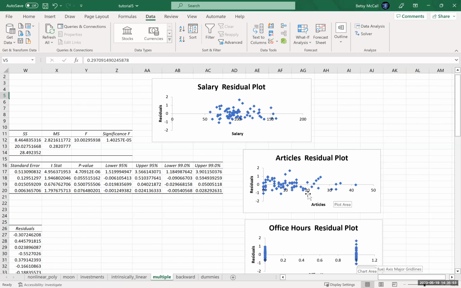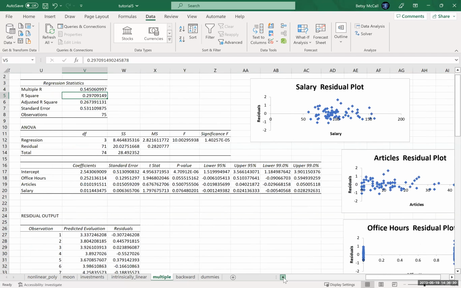The articles graph, again, looks pretty random. There are only a few values out here on the end, so it's a little hard to say if these are influential points, or if the variance is decreasing, or if it's just that there aren't a lot of them. But if we look at salary, it's really all over the place. This is a good residual graph. It's definitely pretty random. There are no patterns and nothing really concerning about what we're seeing here.